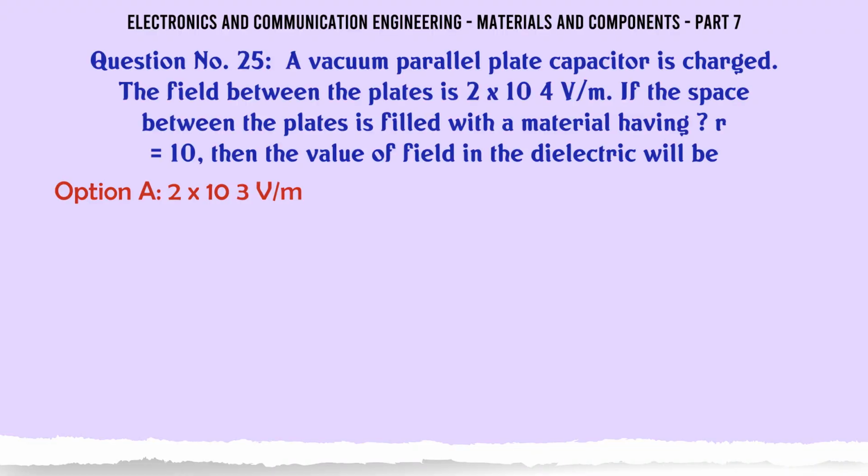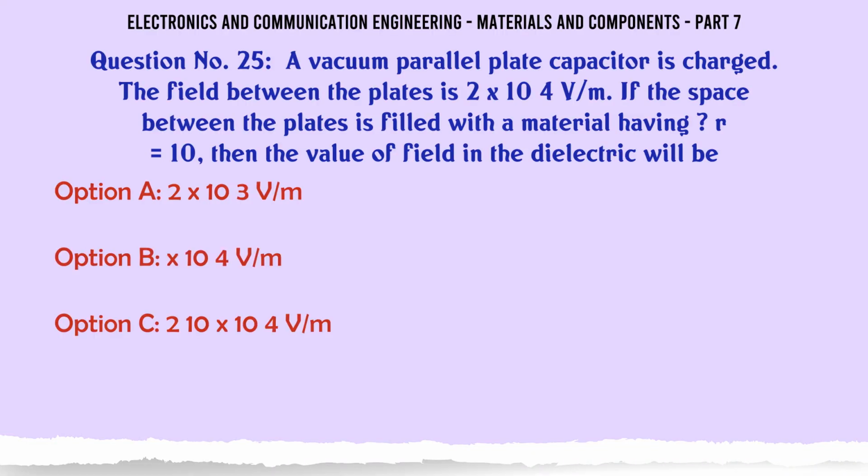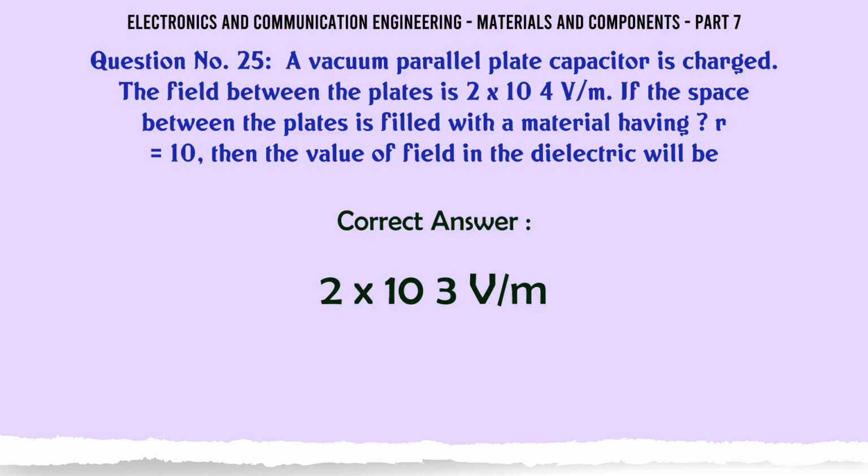A vacuum parallel plate capacitor is charged. The field between the plates is 2x10⁴ V/m. If the space between the plates is filled with a material having εr = 10, then the value of field in the dielectric will be: A. 2x10⁵ V/m, B. x10⁴ V/m, C. 210x10⁴ V/m, D. 2x10⁵ V/m. The correct answer is 2x10⁵ V/m.